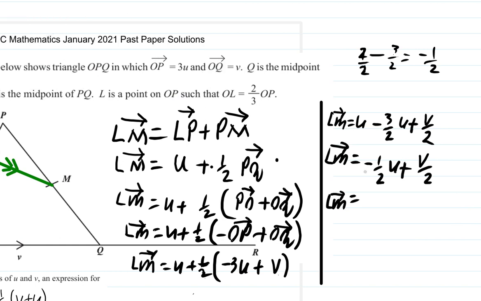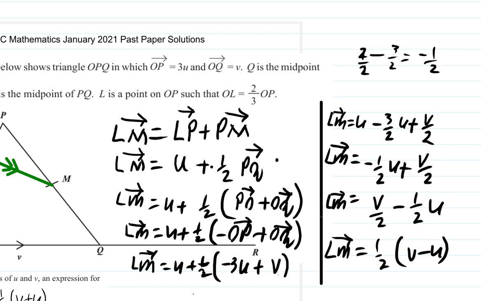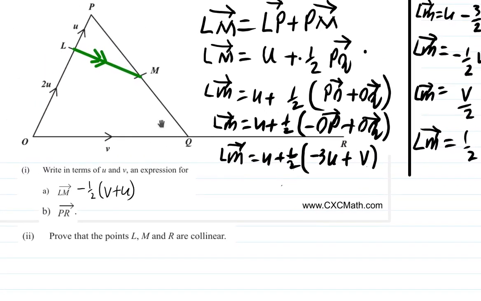They say it's good to check over the work quickly in case you make any mistake. V over 2 minus half U, so it's half V minus U. When you factorize this, LM is going to be half outside the bracket, V minus U inside the bracket. So it's half V minus U, and this half is a positive. Alright.